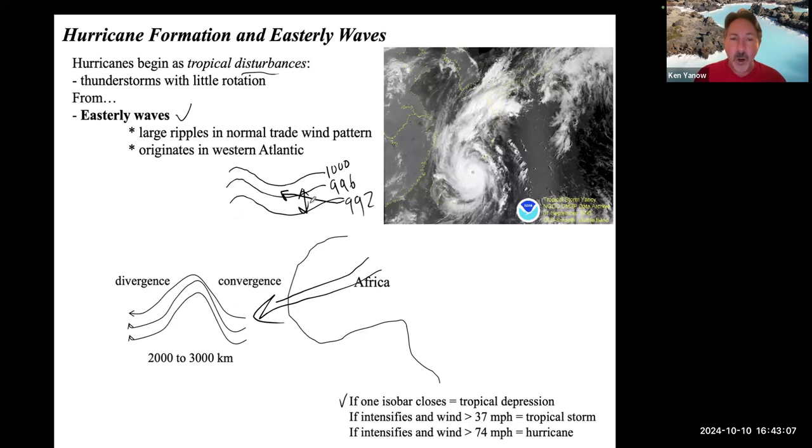So if one isobar closes, that's what's called a tropical depression. If the wind from that tropical depression intensifies to 37 miles per hour, now you've got a tropical storm. If that wind intensifies to 74 miles per hour or greater, now you've got yourself a hurricane. So again, these storms generally start with these easterly wave patterns. Now, just because you have an easterly wave doesn't mean that you're going to form a hurricane. But this is what you need to start a hurricane.